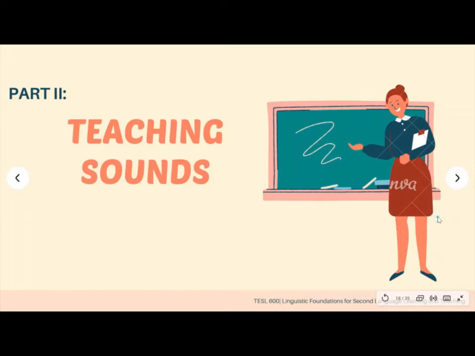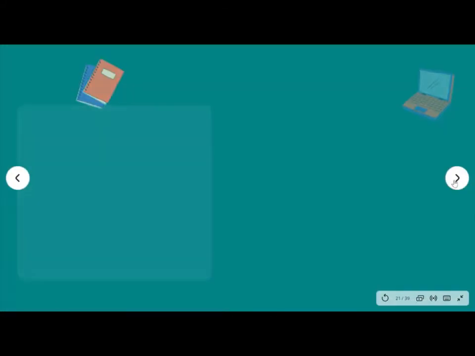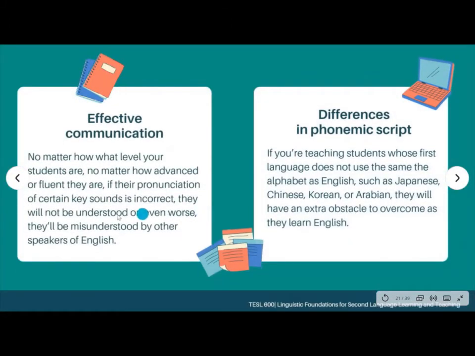So here, this one is very connected to our previous lessons. It's the importance, okay, of effective communication. So no matter what level your students are, no matter how advanced or fluent they are, if their pronunciation of certain key sounds is incorrect, they will not be understood, or even worse, they'll be misunderstood by other speakers of English. Okay, so this is very crucial.